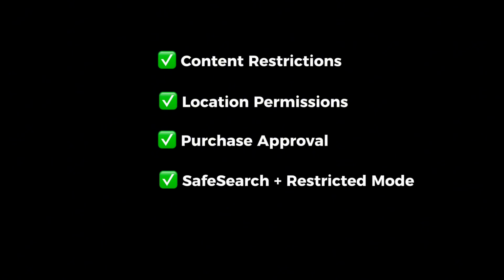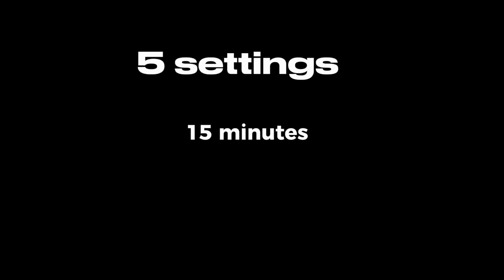Quick recap: content restrictions as your foundation, checking location permissions for privacy and battery, locking down purchase approval, Safe Search plus YouTube Restricted Mode together, not just one, and a proper downtime schedule for sleep. 5 settings, maybe 15 minutes total the first time you set them up.